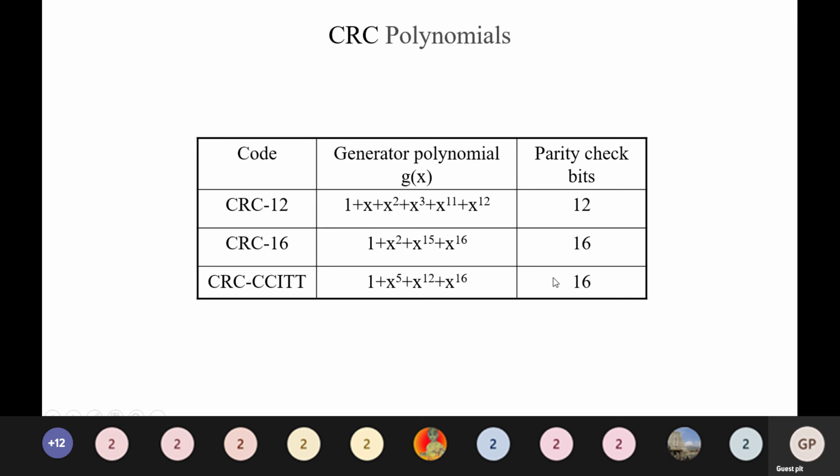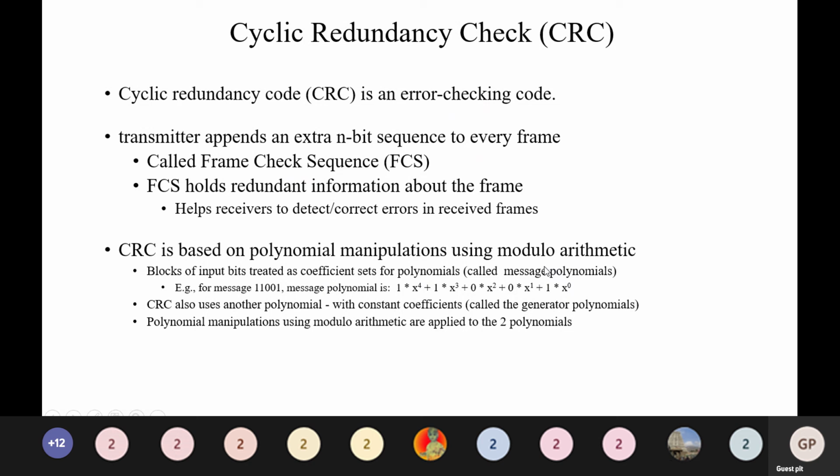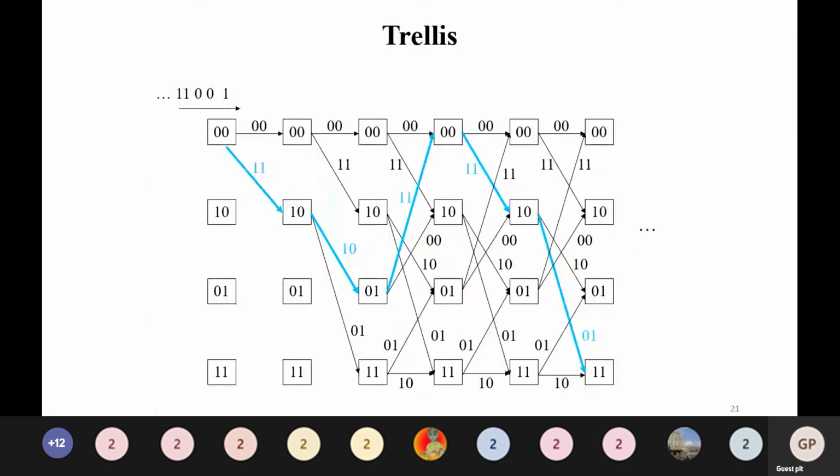So you can expect problems on error control codes. These are some of the error control codes which you can expect in GATE exams. Okay, so please go through this information.